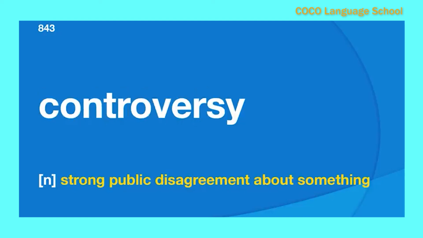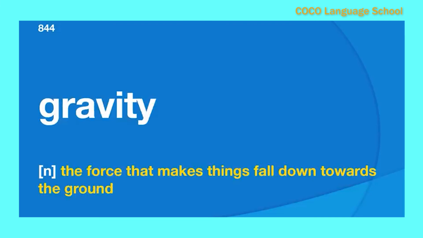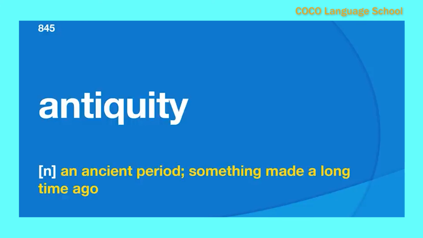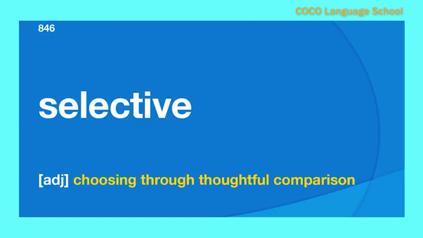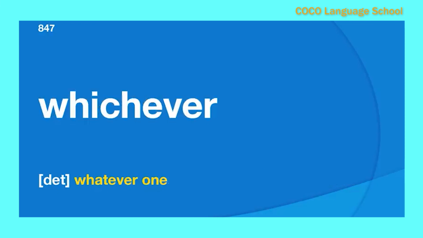Strong public disagreement about something. Controversy. The force that makes things fall down towards the ground. Gravity. An ancient period, something made a long time ago. Antiquity. Choosing through thoughtful comparison. Selective. Whatever one. Whichever.